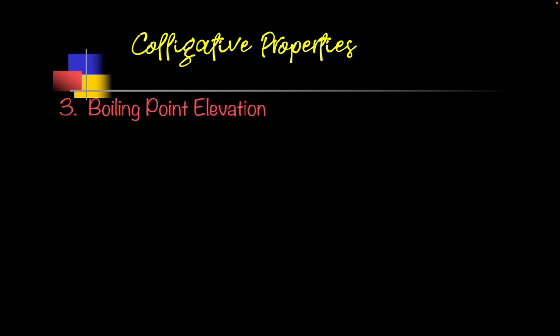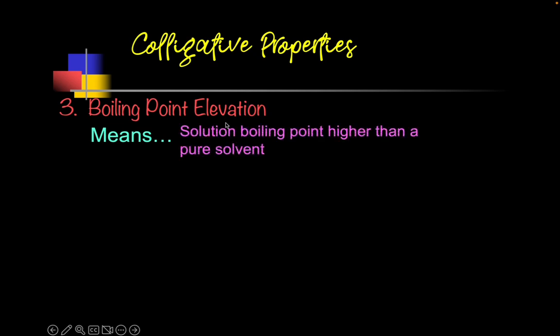All right. The next two colligative properties we're going to talk about are both about phase changes. So the third one is boiling point elevation. So what does that mean? Anytime you have a solution, the boiling point will be higher than a pure solvent. So if you had something like water, which boils at 100 degrees, if you dissolve anything in that water, the solution boiling point is going to be higher than 100 degrees.